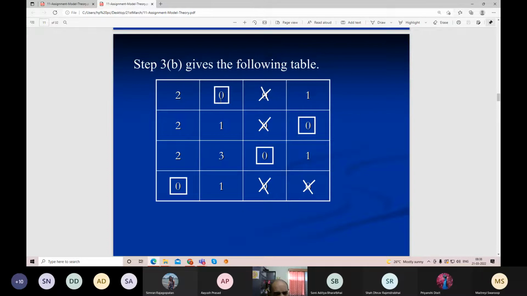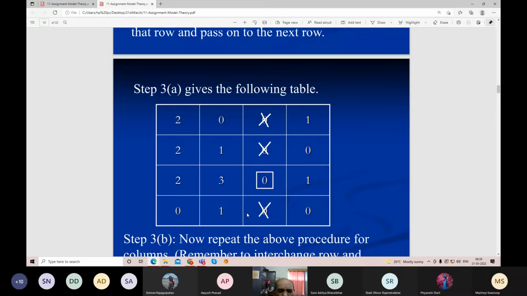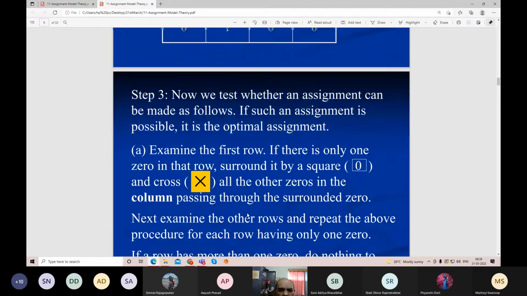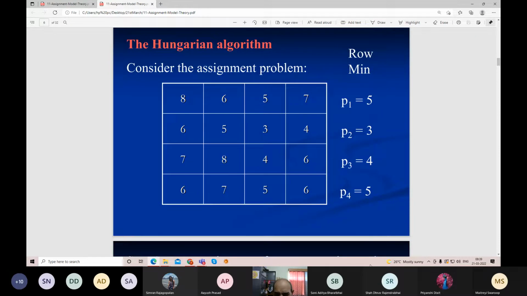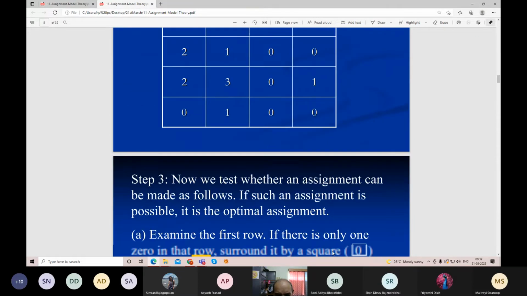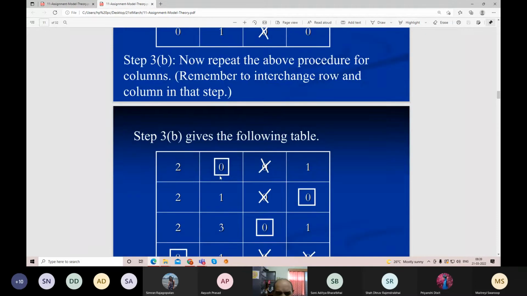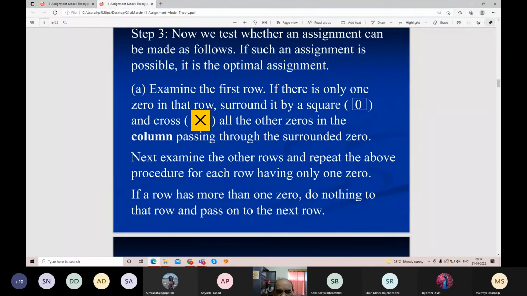X12 equal to 1, X24 equal to 1, X33 equal to 1, then X41 equal to 1. Okay, so in this manner, you can see here. So with respect to the solution here, X12 equal to 1.